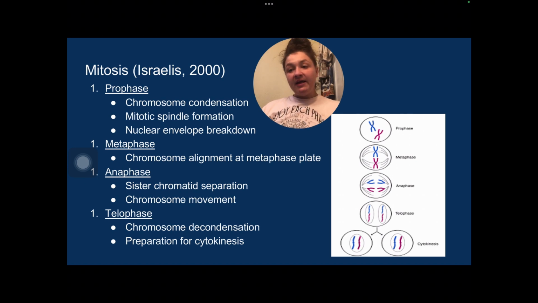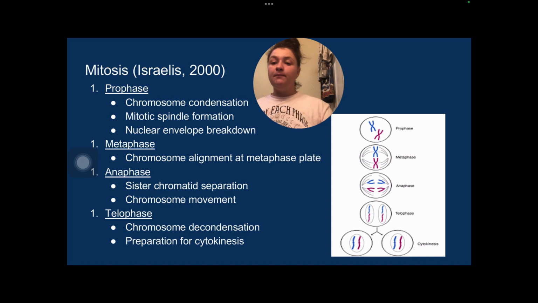During anaphase, the cohesion proteins holding the sister chromatids together are cleaved, allowing the chromatids to separate. The spindle fibers shorten, pulling the sister chromatids towards opposite ends of the poles, and the separated chromatids, now individual chromosomes, move towards the poles of the cell.